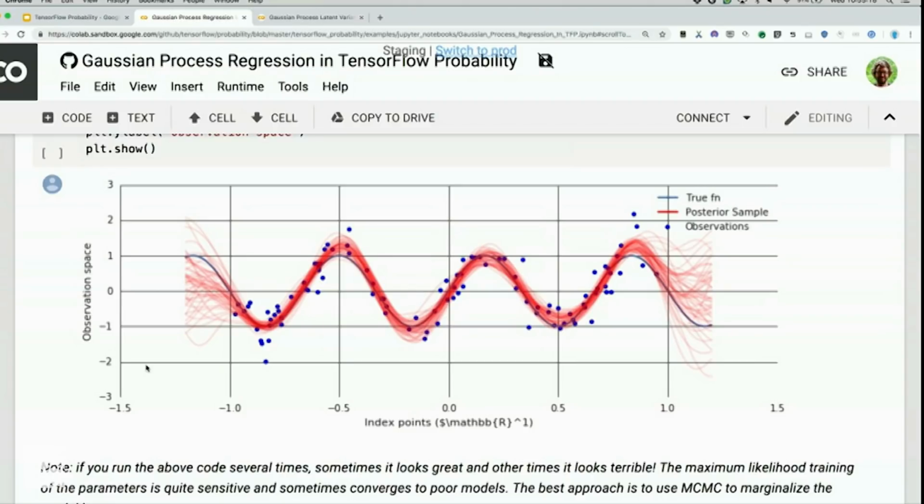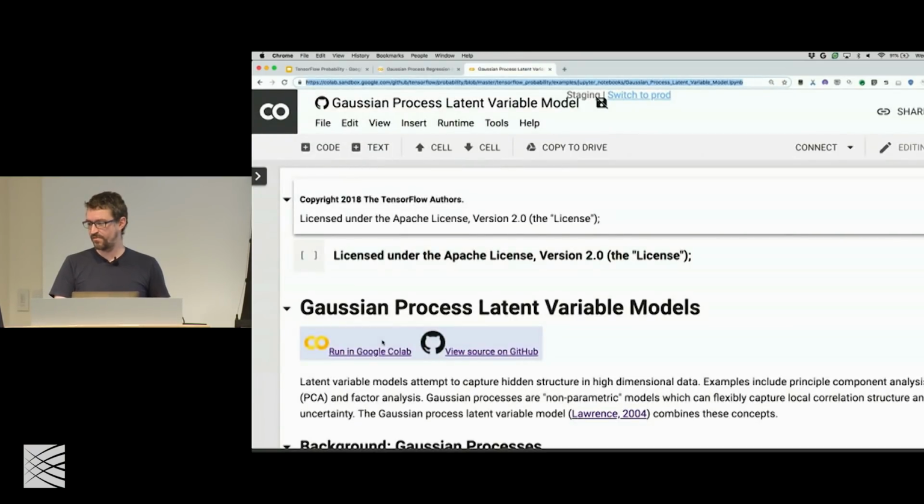So I've got 5 minutes left. I was going to talk about Gaussian process latent variable models, which is kind of another interesting angle on Gaussian processes, but I could also just take questions, or... Well, are there any questions so far?